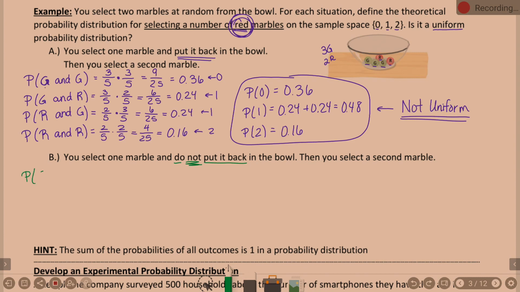So I'm going to start with probability. I'm going to go in the same order here. Probability of green and green. So first probability is not going to change. What's the probability of getting a green? That is 3 out of 5.